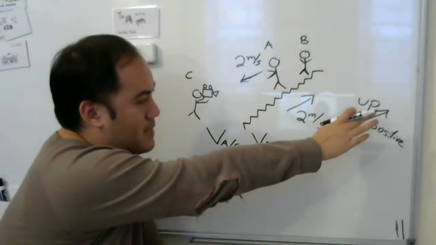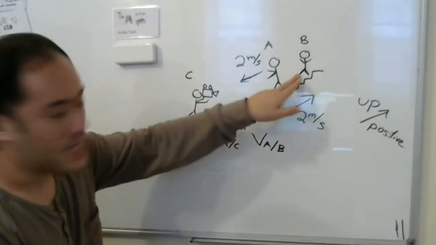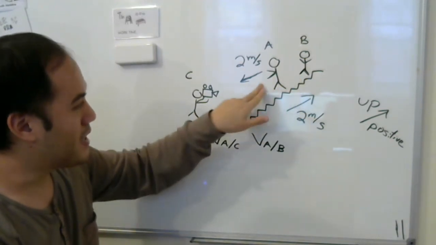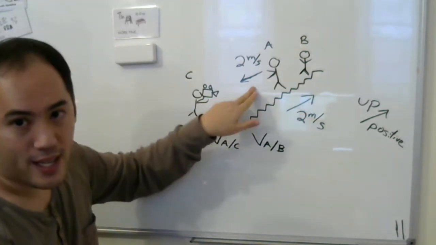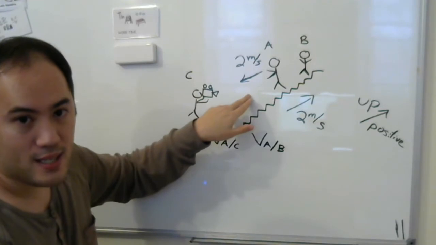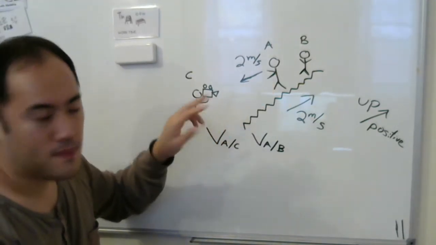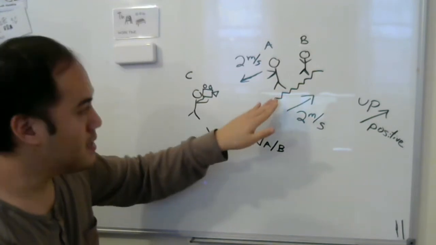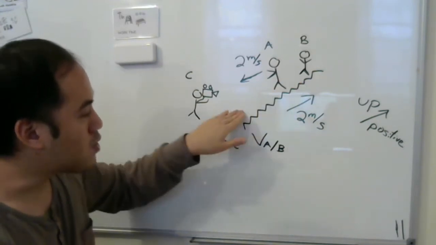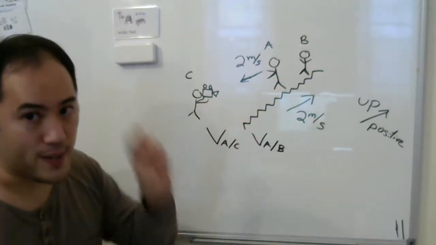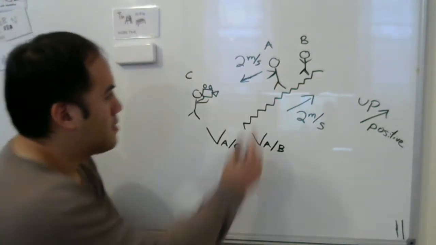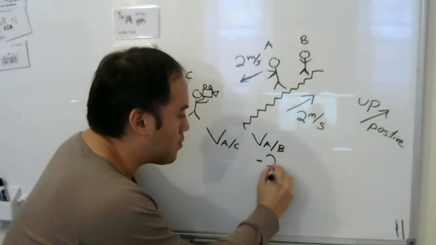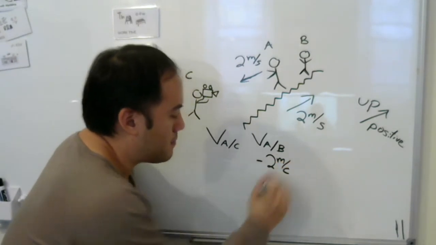If up is the positive direction, B is intoxicated, and they're looking at A, and they see A getting 2 meters per second farther from them. They're getting 2 meters farther from them every second. Every second, person A is 2 meters down the stairs from person B. So velocity of A relative to B is negative 2 meters per second.